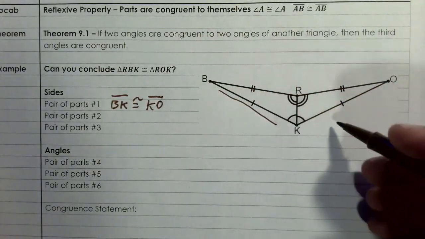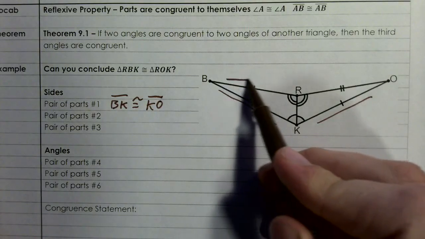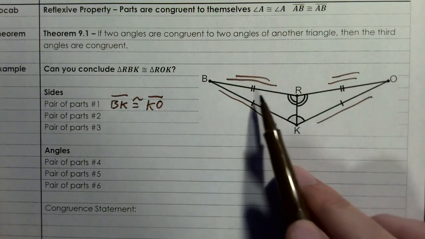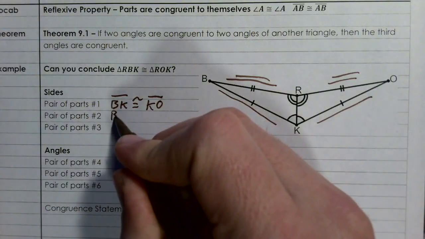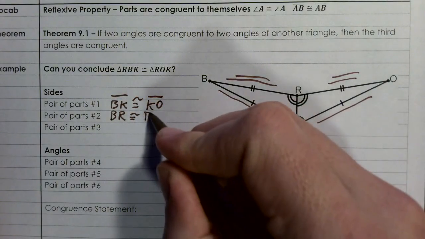So this side and that side. I also know that BR, this side up here and this side up here, those sides are congruent because of those two little tick marks there. So then BR is going to be congruent to RO.